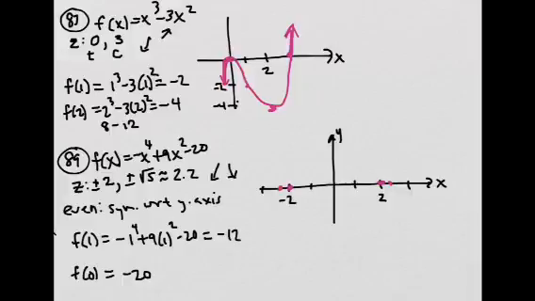F of 0 is -20. Okay, so I'm going to have to extend this a little bit, and again, it's not to scale, so I'll call this -20, and I'll call this -12. Okay, so now I'm going to continue plotting. 0, -20, 1, -12, and because it's an even function, I know that (-1, -12) is also a point on the graph. So it's a down, down.